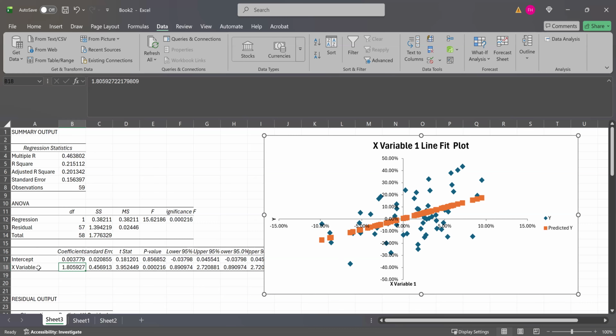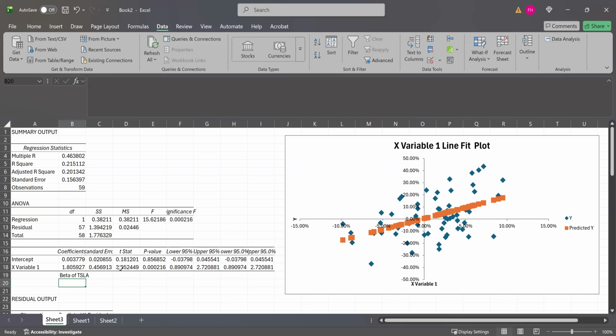The other value that I care about is the coefficient of x. The coefficient of x is 1.806. This is beta of the security. So this is beta of Tesla. I can say that this beta is statistically significant because the value here, 3.95, is greater than 2. The p-value is less than 0.01, so it's highly significant.